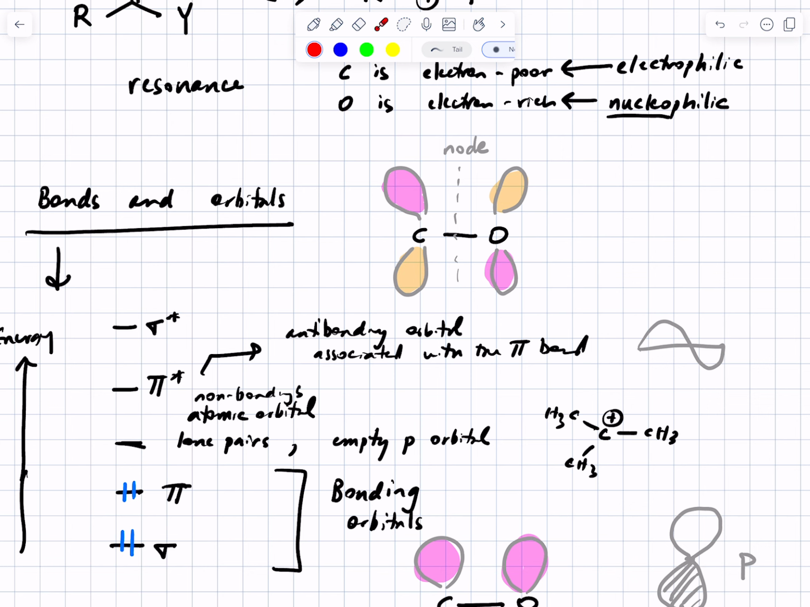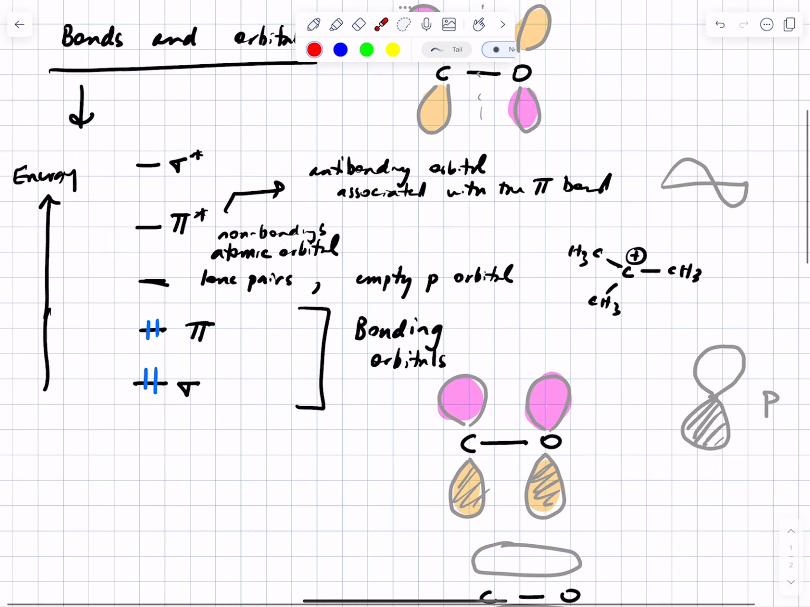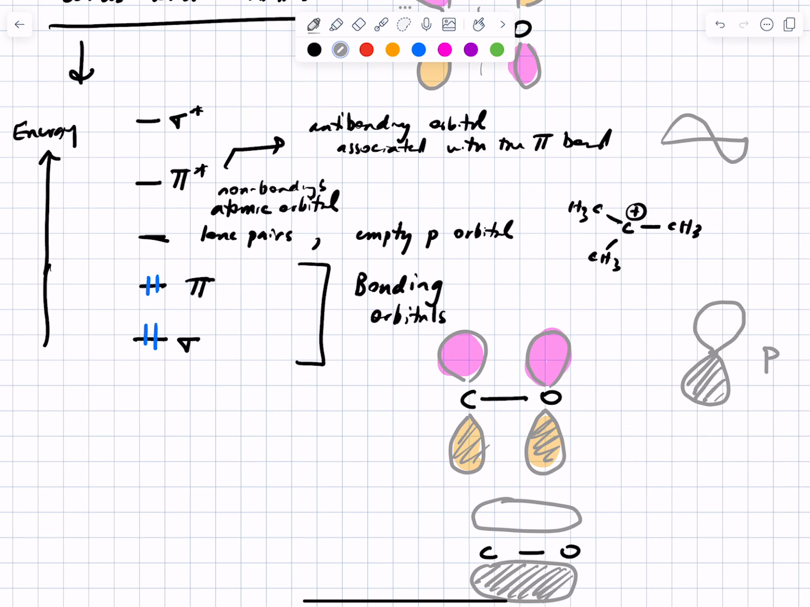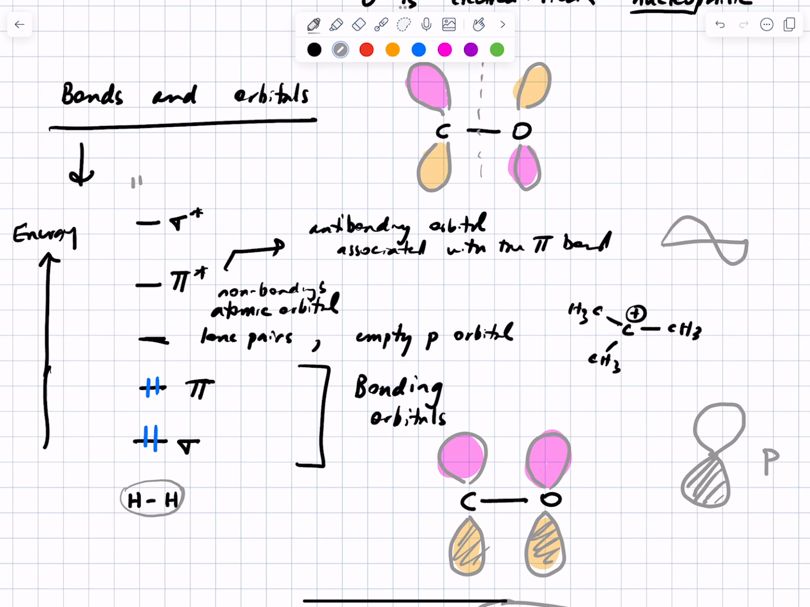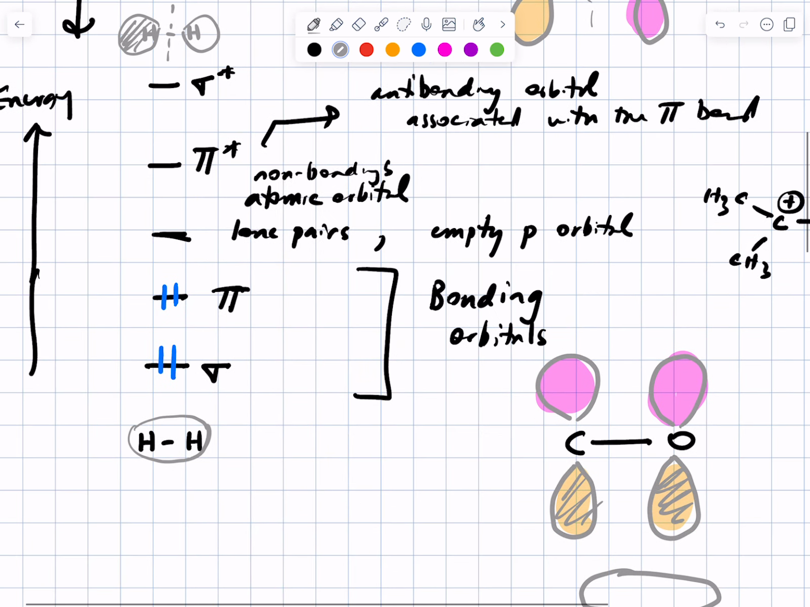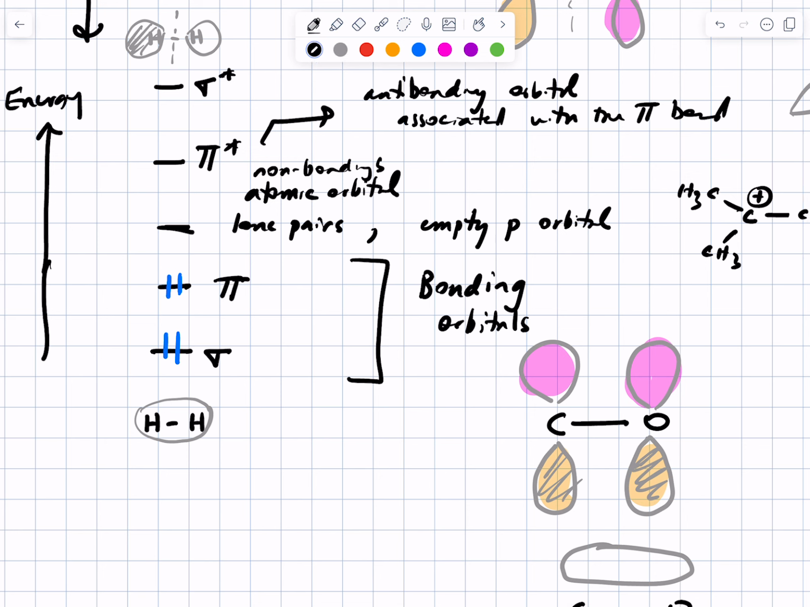Questions about that? Go ahead. Could you also show the sigma star antibonding? Sure, if you want to see a sigma star, it would depend on what kind of sigma bond you were talking about. If we wanted to go really easy, we could go a hydrogen-hydrogen sigma bonding orbital. That would look like this, sort of like two 1s orbitals lined up together with the same wave function sign. A hydrogen-hydrogen antibonding orbital would look like this, two 1s orbitals lined up together, opposite wave function sign with the node in between.